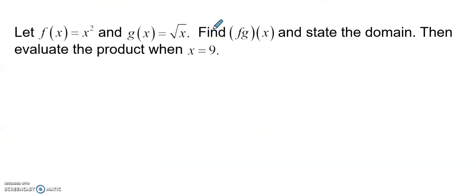All right, next one. Again, I want you to try this on your own. So f of x is x squared, g of x is square root of x, and then I want you to do f times g of x. Identify the domain, evaluate the product when x equals 9. Pause the video, and unpause when you're ready to discuss.